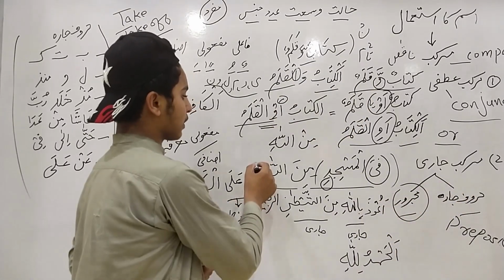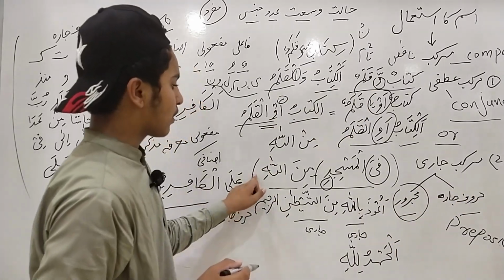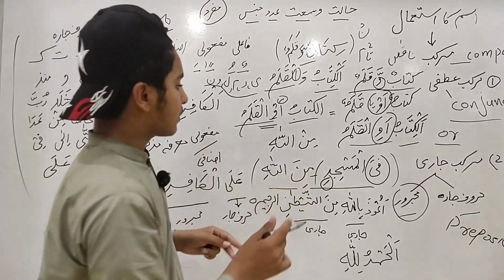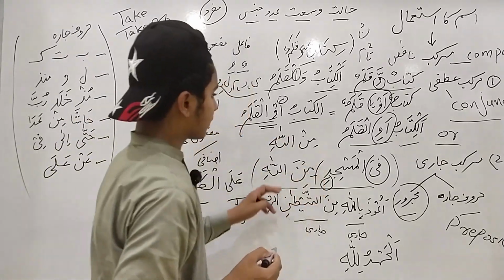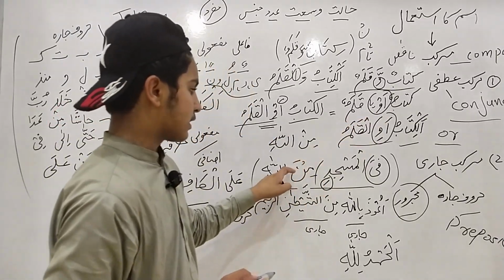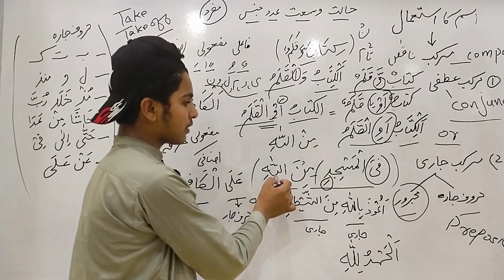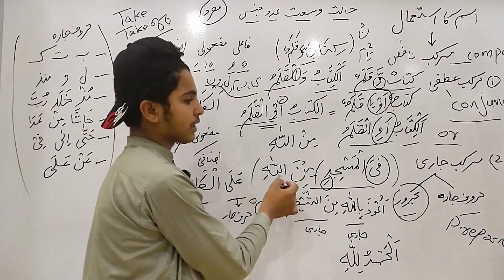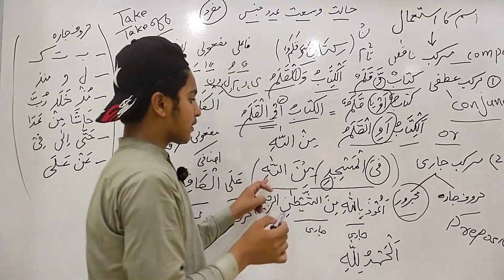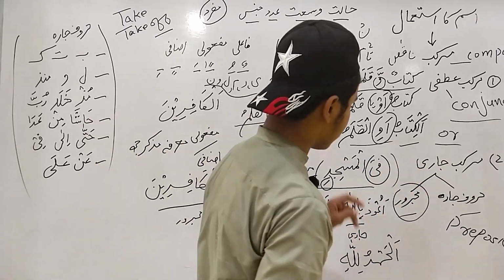The second example of this compound from the Holy Quran is minallahi. It is actually min, but here this rule is applied. In minallahi, this is the preposition and this is the word after the preposition, known as majroor. This is called Murakkab Jari.